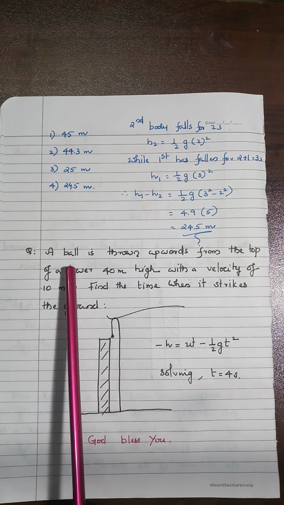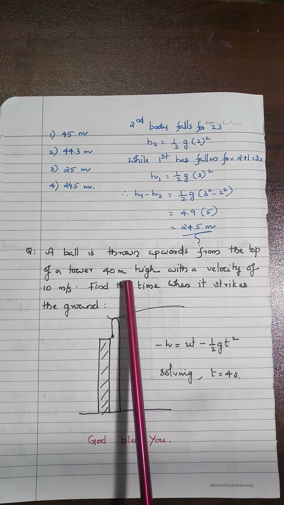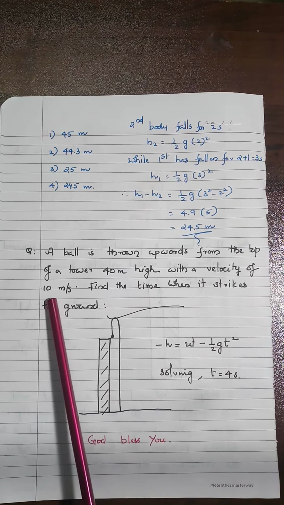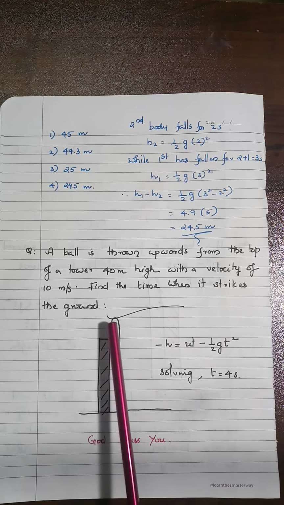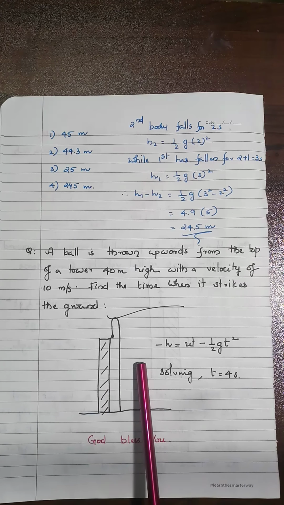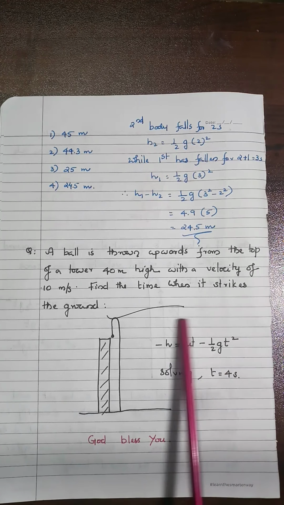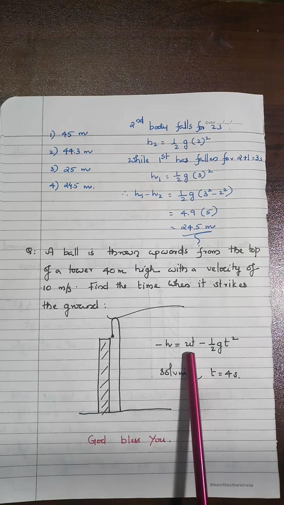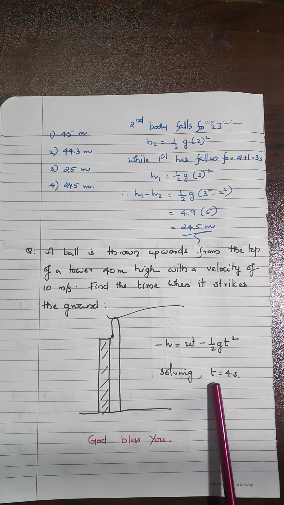And similarly, another question. A ball is thrown upward from the top of a tower 40 meter high with a velocity of 10 meter per second. Find the time when it strikes the ground. We discussed the simple matters. So minus h, take the value as u t minus half g t square. If you solve the quadratic equation, you get the answer.